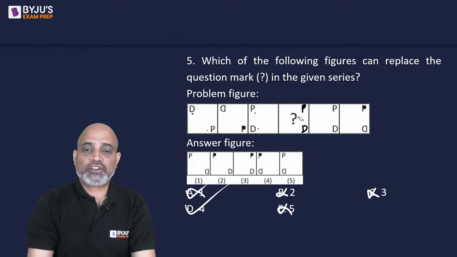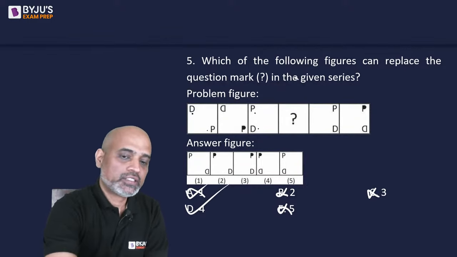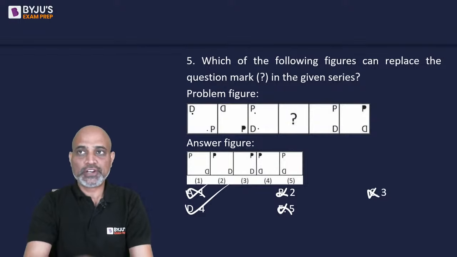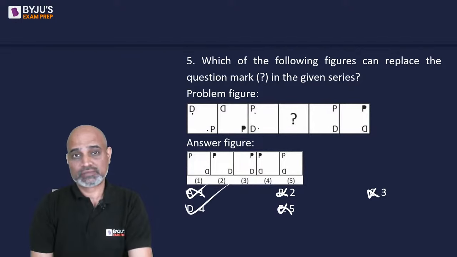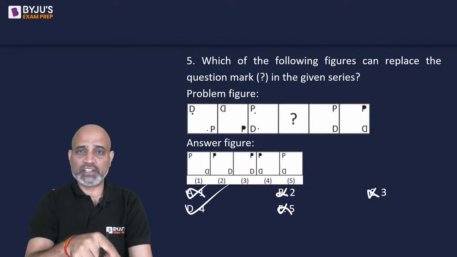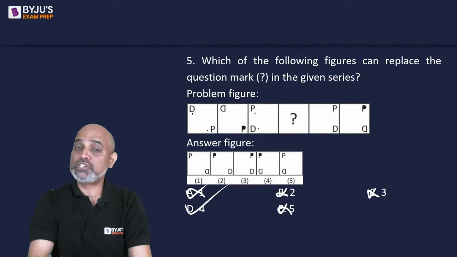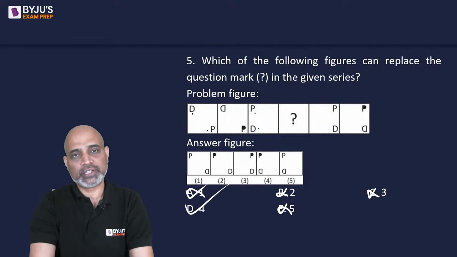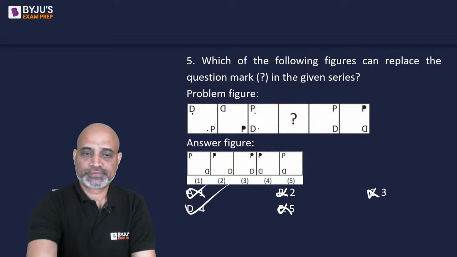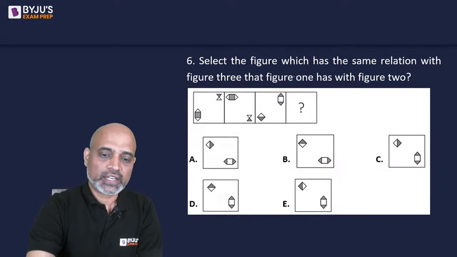Going by the power of elimination, we know that the answer is going to be option D. So every time the P letter is shaded, D is inverted. So in the options, if D is inverted then P was not shaded, and if P was shaded then D was not inverted. There was only one option where it is shaded and also inverted, which is fourth. Right? Okay, next one.